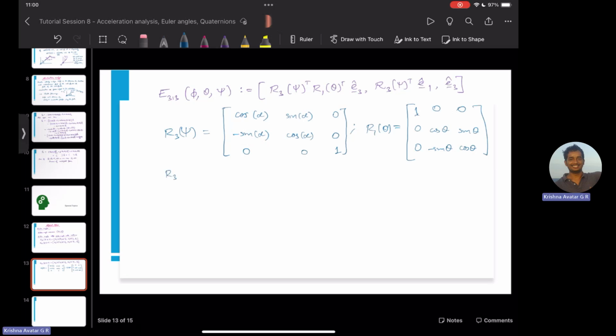Now R3 psi transpose is just cos psi, sin psi, then cos psi, minus sin psi, 0, 0, 1, and then sin psi, cos psi. Likewise, R1 theta transpose is equal to 1, 0, 0.